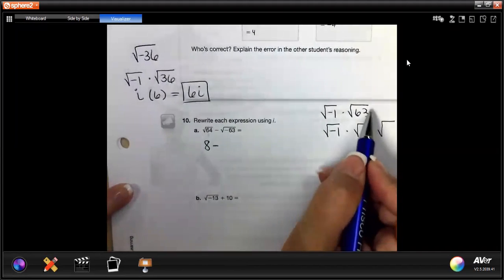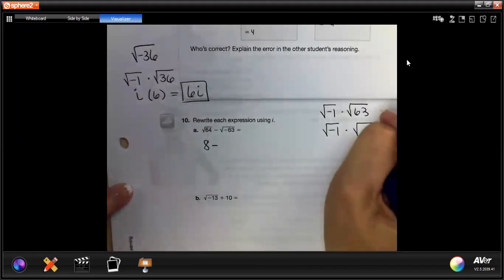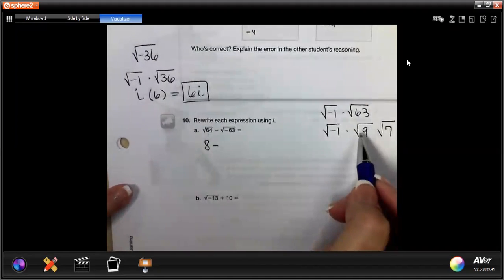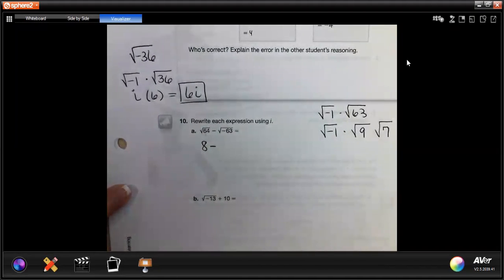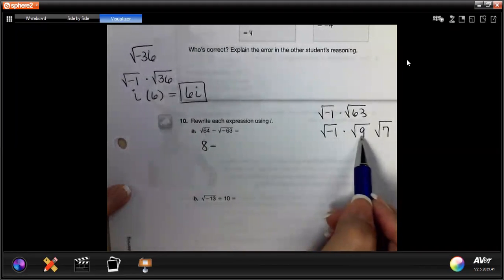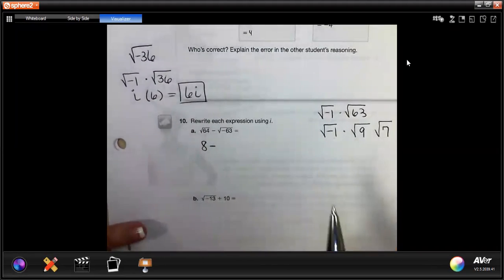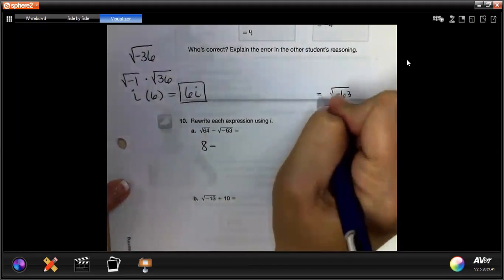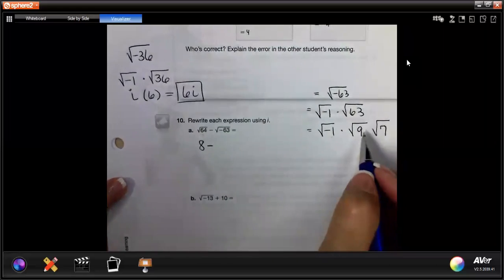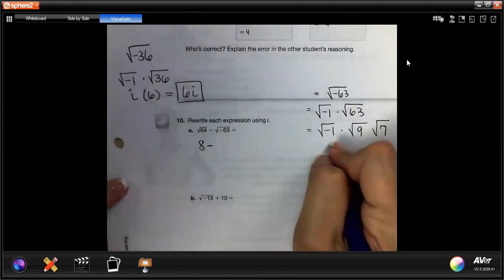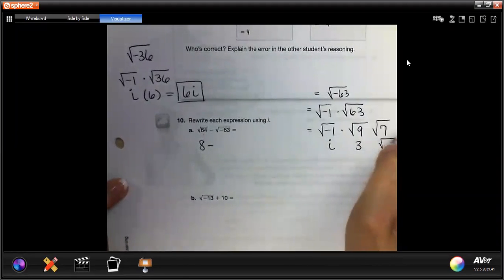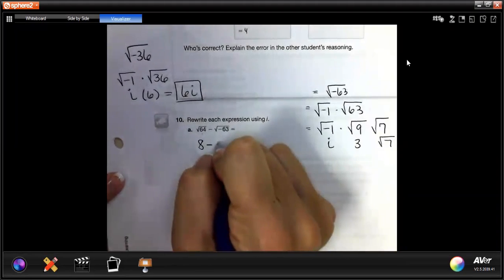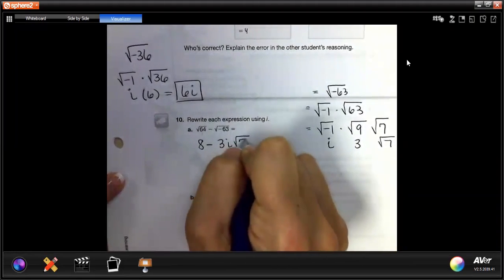And so I separate the biggest perfect square that goes into 63, which is 9. 9 times 7 is the same thing as 63. So -1 times 9 times 7 would give me this -63 we started with. Those are all equal to each other. And so now we can simplify it. This is i, this is 3, and this does not simplify any further, so it stays inside the house there. And so we would get 3i root 7.